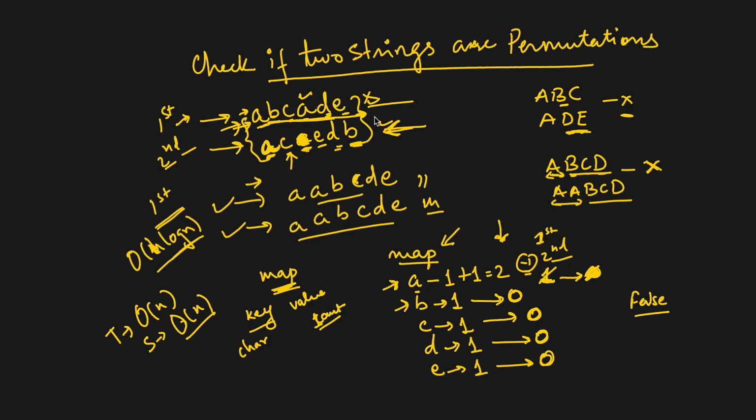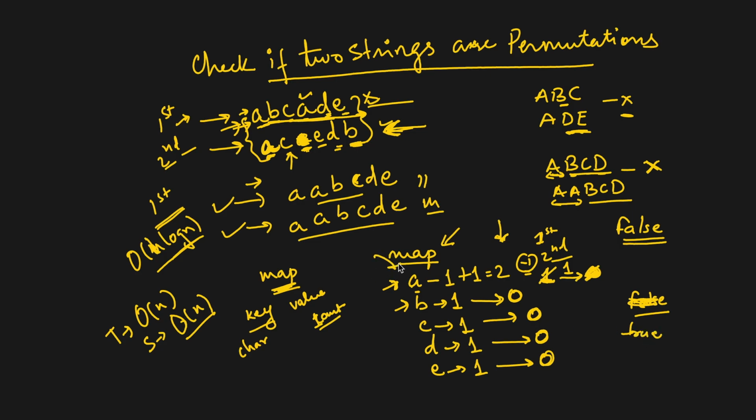Okay, so once we are done with the iteration, we'll see the count for A is not 0, it's 1, so we'll return false, that the strings are not permutation. Sorry, here we'll return true.